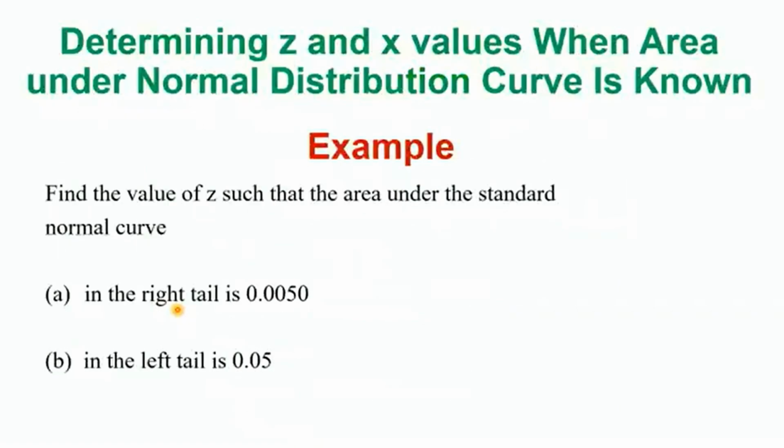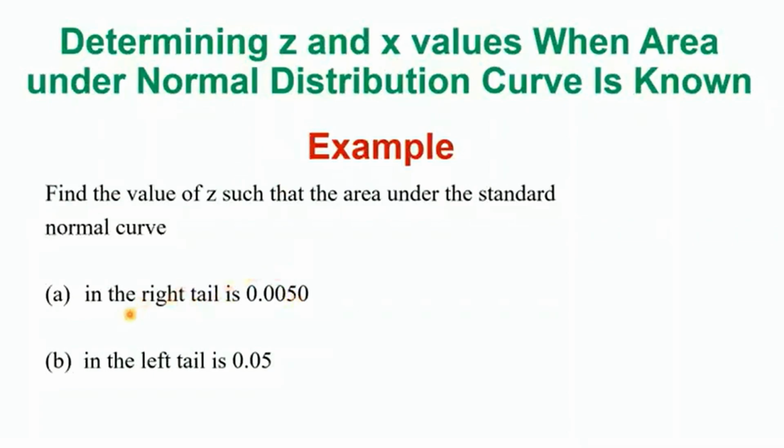But the last part for this topic is: when we have the area or probability, how can we find the value of Z or X? So far, we found the values of probability based on the values of X and Z. Now we want to try, when we have the area, how to find the value of Z or X.